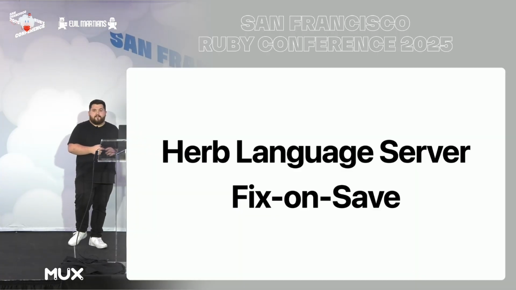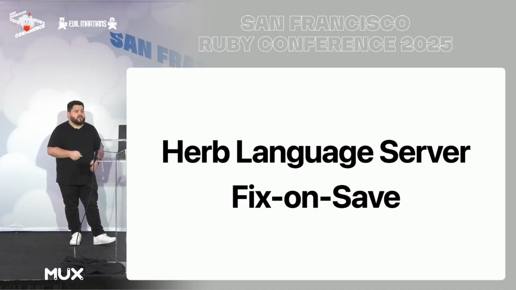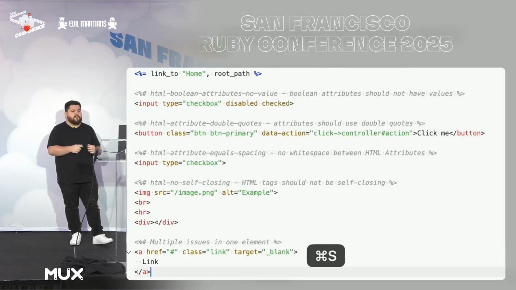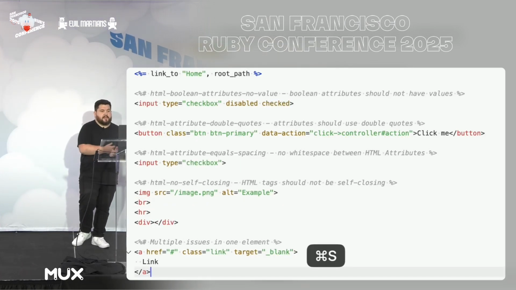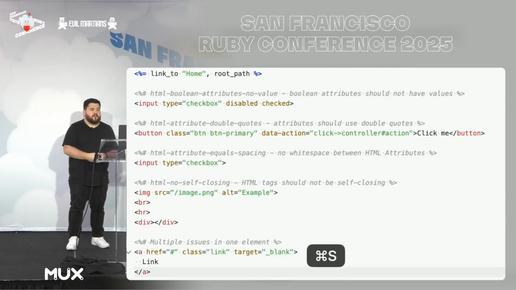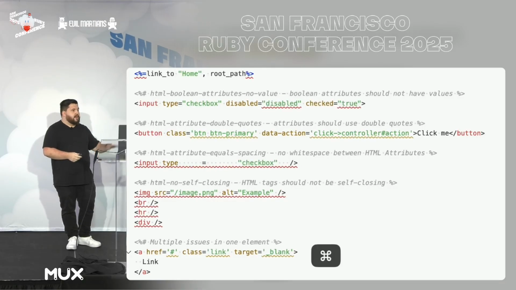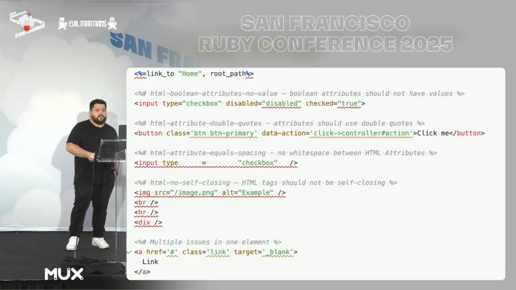And there's also fix on save in the language server. Without formatting the whole document, it can fix the linter offenses by itself without messing with the rest of the format of the document. So if you just want to use the linter, this will work without using the formatter.